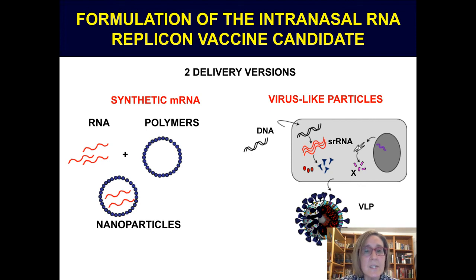The second strategy consists of a synthetic cell-free delivery system. The RNA of the replicons is produced by in vitro transcription and combined with polymers to form nanoparticles. In addition to the intramuscular immunization, we are also working on the intranasal administration of these RNA vaccine candidates, because intranasal immunization leads to mucosal immunity, which is essential to provide sterilizing immunity and to get this protection that not only protects against disease and death, but also against viral transmission.